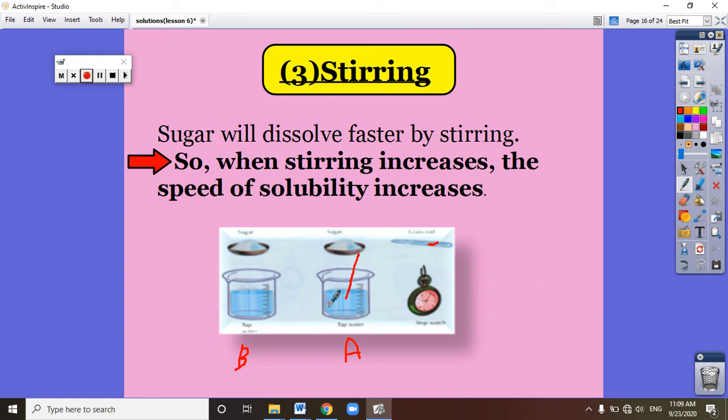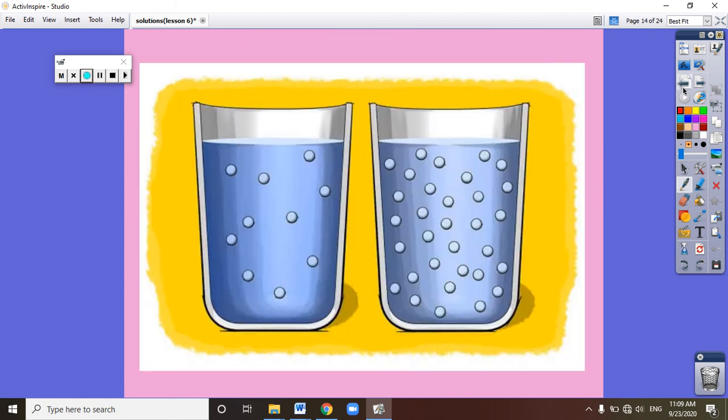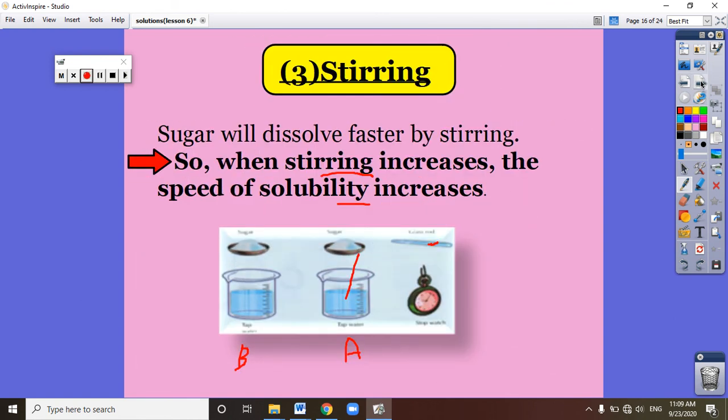Very good, beaker A. So stirring helps to increase the speed of the solubility process or decrease the time of the solubility process. So when stirring increases, the speed of the solubility process increases. So the first three factors that we take: number 1, the quantity of the solvent; number 2, temperature; number 3, stirring. If the quantity of solvent and temperature and the stirring increase, the speed of the solubility process increases and the time of the solubility process, very good, decreases.